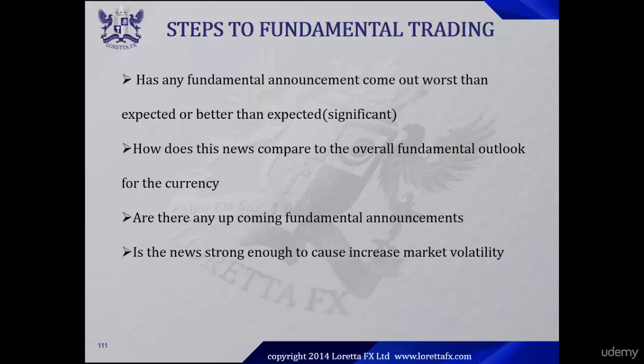If there's news driving the market, you have to always ask yourself, how is this news compared to the overall fundamental outlook of the currency? For example, if we're trading the Australian dollar and the overall outlook for the currency is bearish because, say for instance, they have had talks about decreasing interest rates, which means the overall fundamental outlook for the currency is bearish, and then we get bad CPI data, then this agrees with the overall fundamental outlook, and this would be an excellent opportunity to sell the Australian dollar.